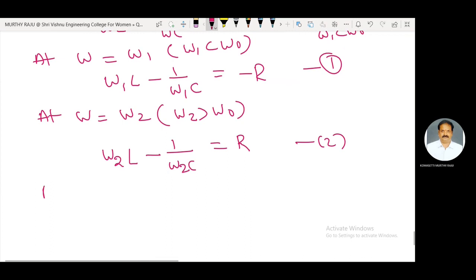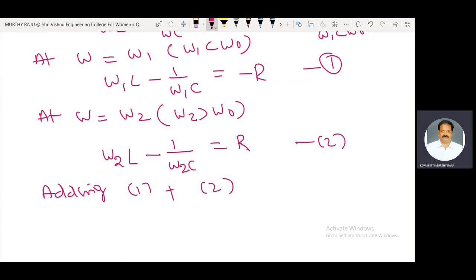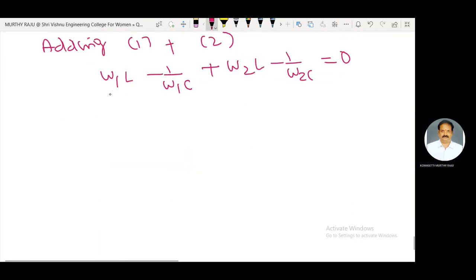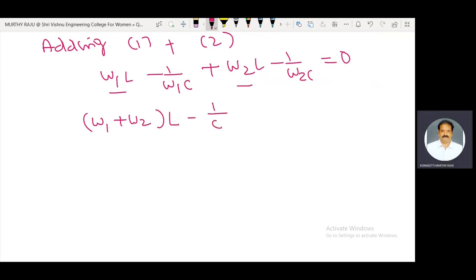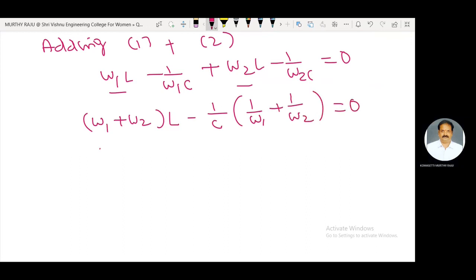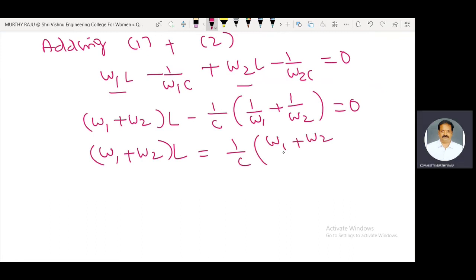Adding these two equations, 1 plus 2, the −R and +R cancel. ω1 L − 1/(ω1 C) + ω2 L − 1/(ω2 C) = 0. The common term is L: (ω1 + ω2) L − (1/C)(1/ω1 + 1/ω2) = 0. So (ω1 + ω2) L = (1/C)(ω1 + ω2)/(ω1 ω2). These two terms (ω1 + ω2) are cancelled.